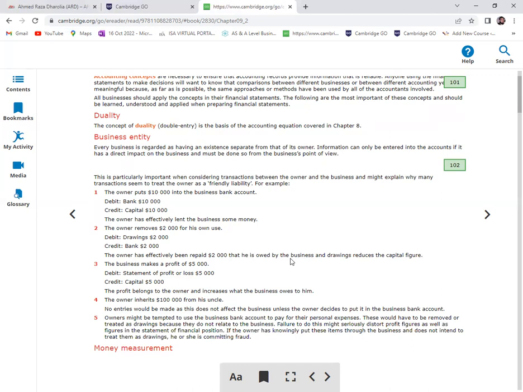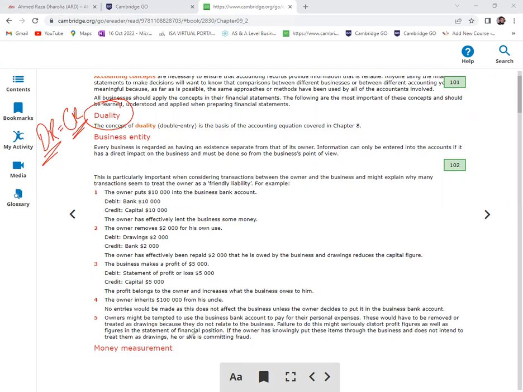If there are two debits, there should be some credit which must be equal to the debits. So debits equal credits. This is the accounting concept behind it, and this concept is known as duality. Duality means each debit must have an equal and opposite credit. Got my point? This is the first concept, which is duality.